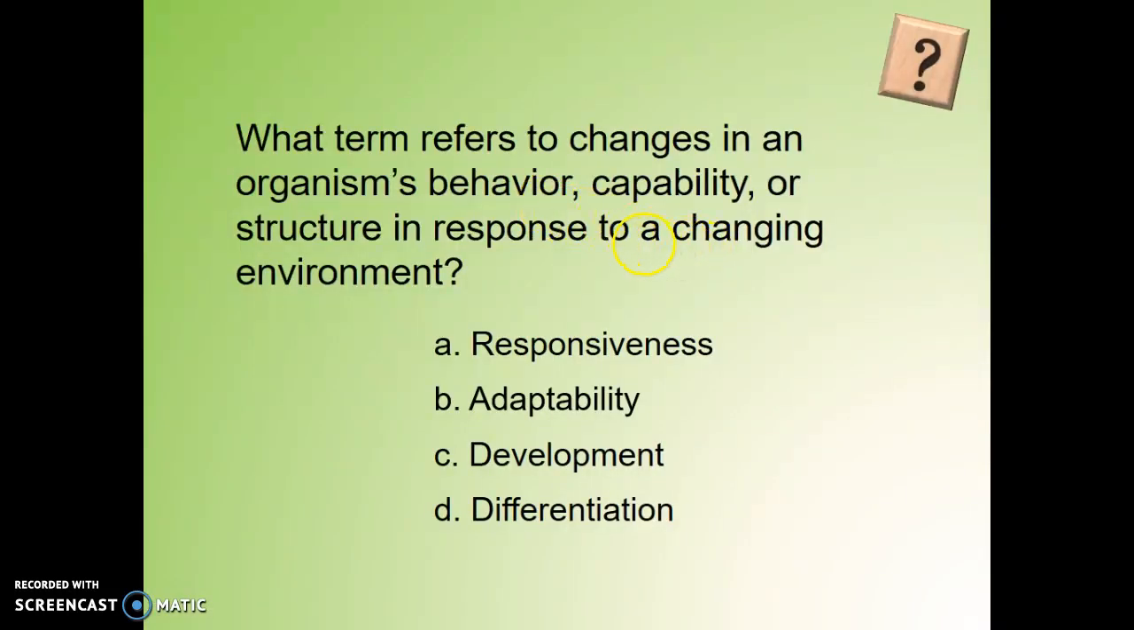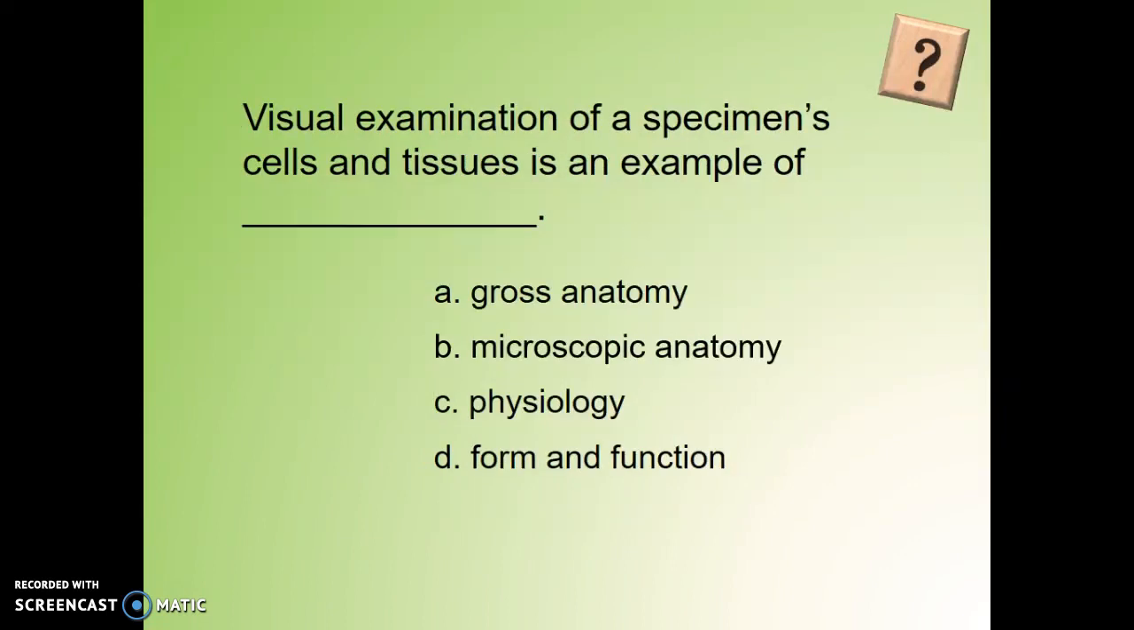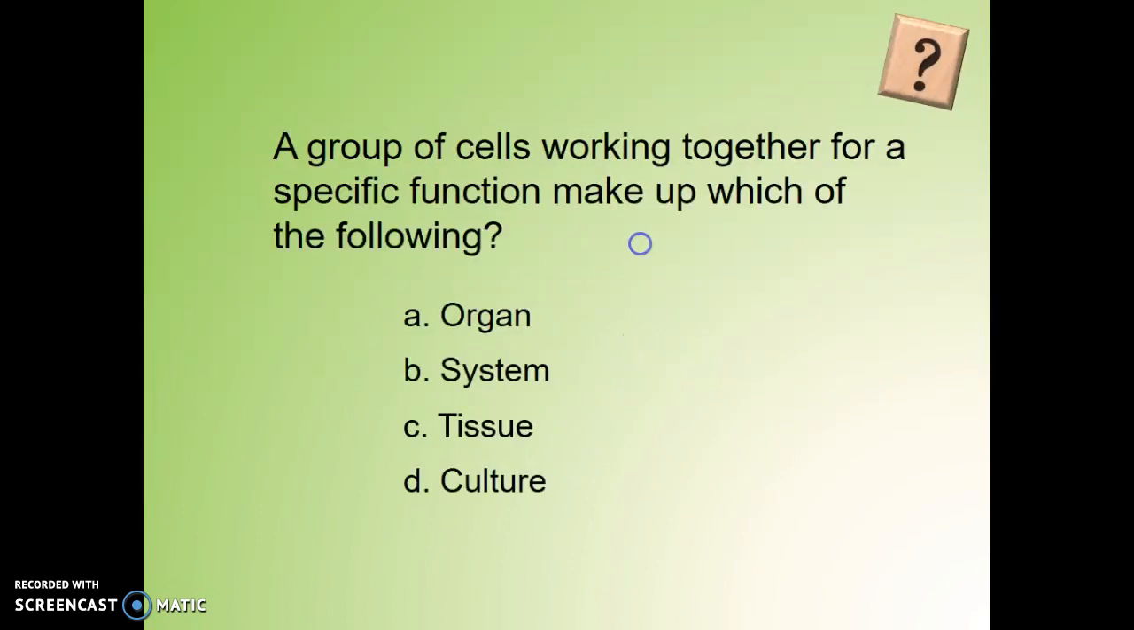What term refers to changes in an organism's behavior, capability, or structure in response to a changing environment? Adaptability. Visual examination of a specimen's cells and tissues is an example of microscopic anatomy. A group of cells working together for a specific function make up which of the following? Tissue.